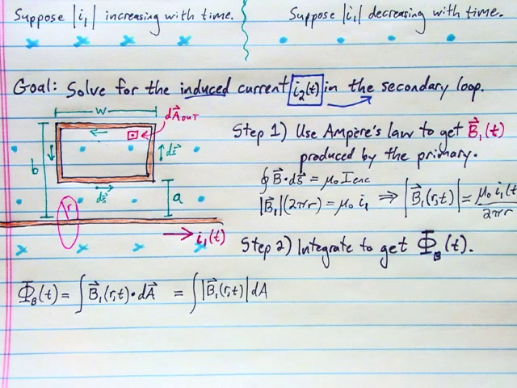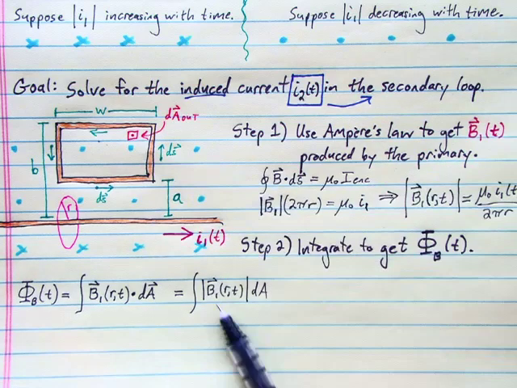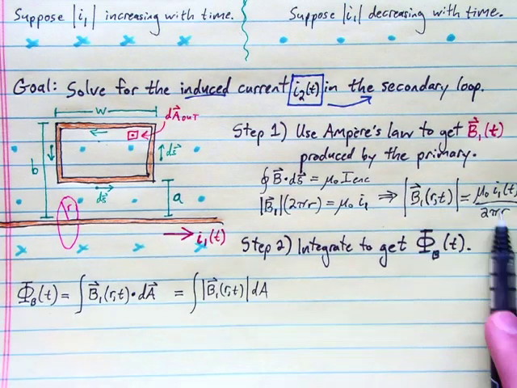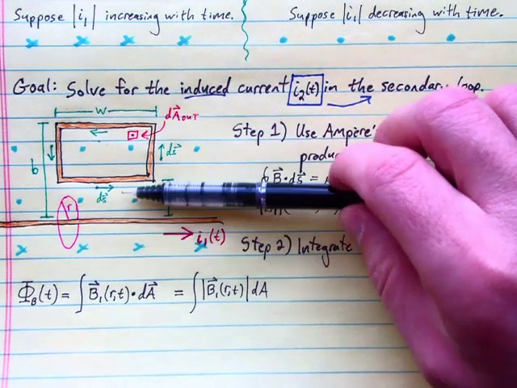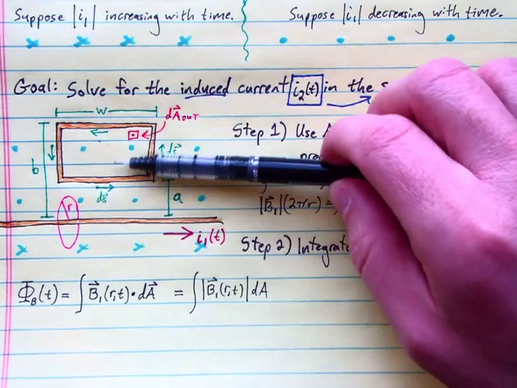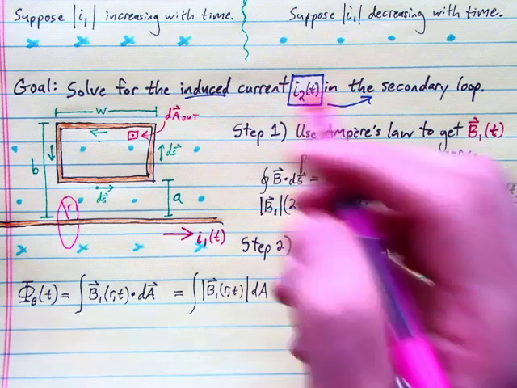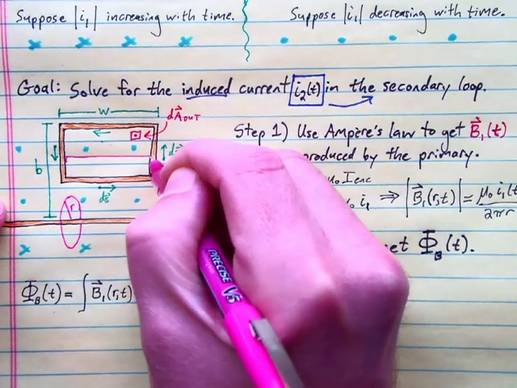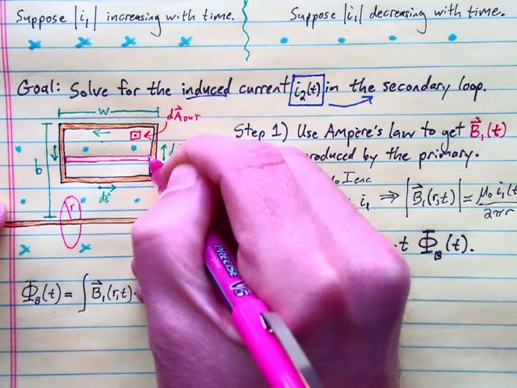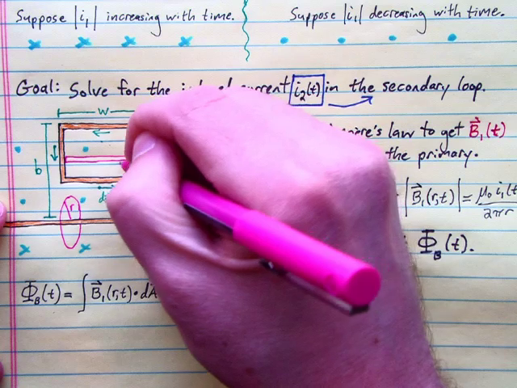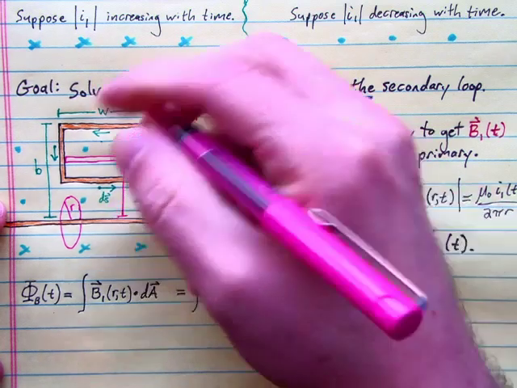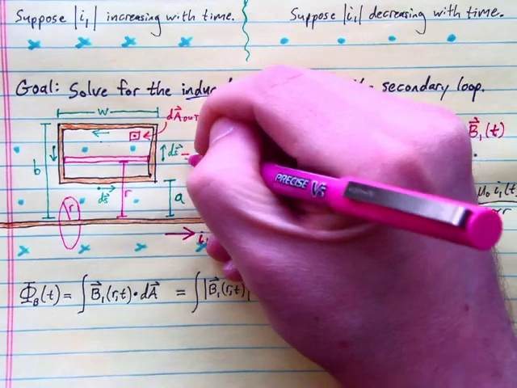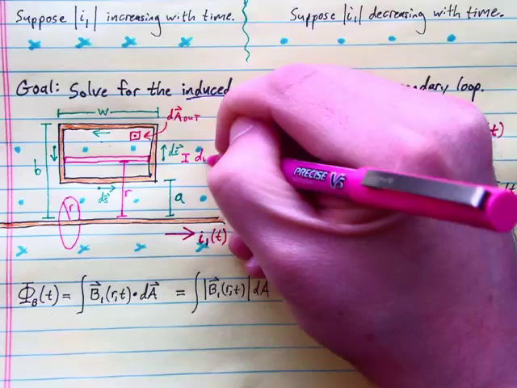I want to carve it up in such a way that each little piece has a single value for the magnetic field. So since the magnetic field depends on distance r, I would like pieces of our loop to have a unique value of r. So the plan will be to carve this up into thin strips like this. Each strip will be a specific distance, little r, away from the primary wire, and it'll have an infinitesimal thickness, dr.